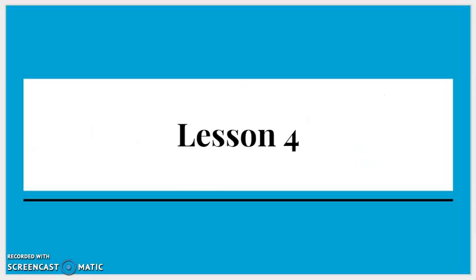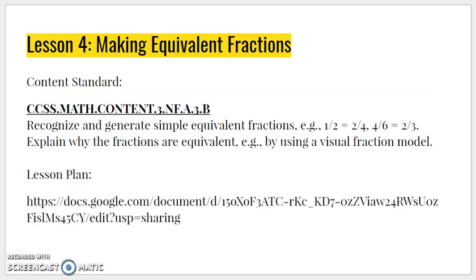So lesson 4 is called Making Equivalent Fractions. In this lesson, the content standard that is covered is 3.NF.A.3.B. So this is where students recognize and generate simple equivalent fractions such as 1/2 is equal to 2/4 or 4/6 is equal to 2/3. And students will have to explain why the fractions are equivalent. One way they can do this is using a visual fraction model. My lesson plan can be found in this link here.